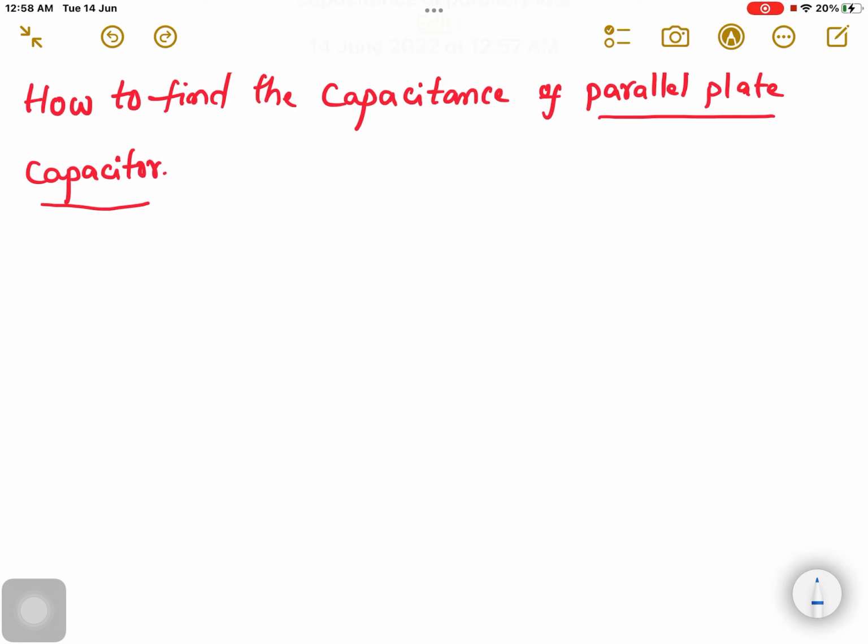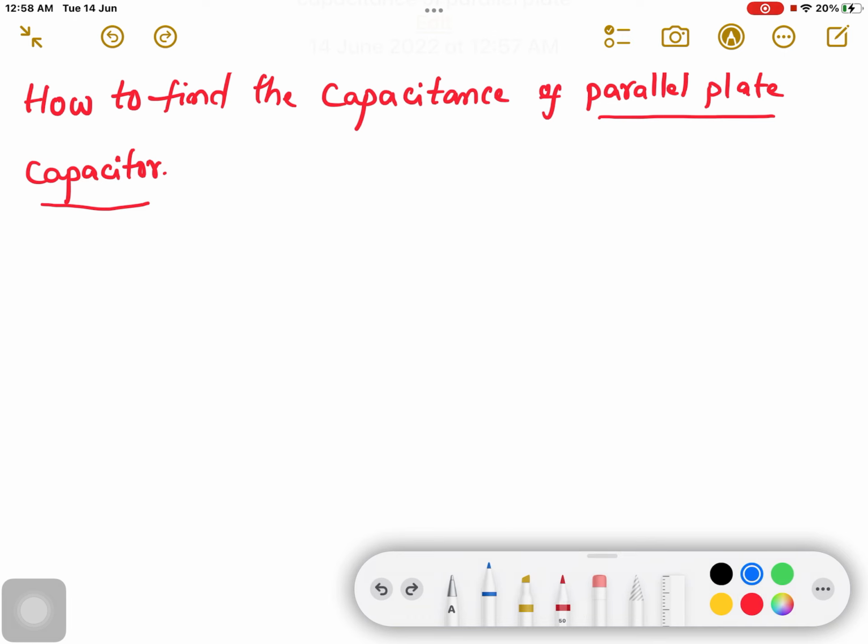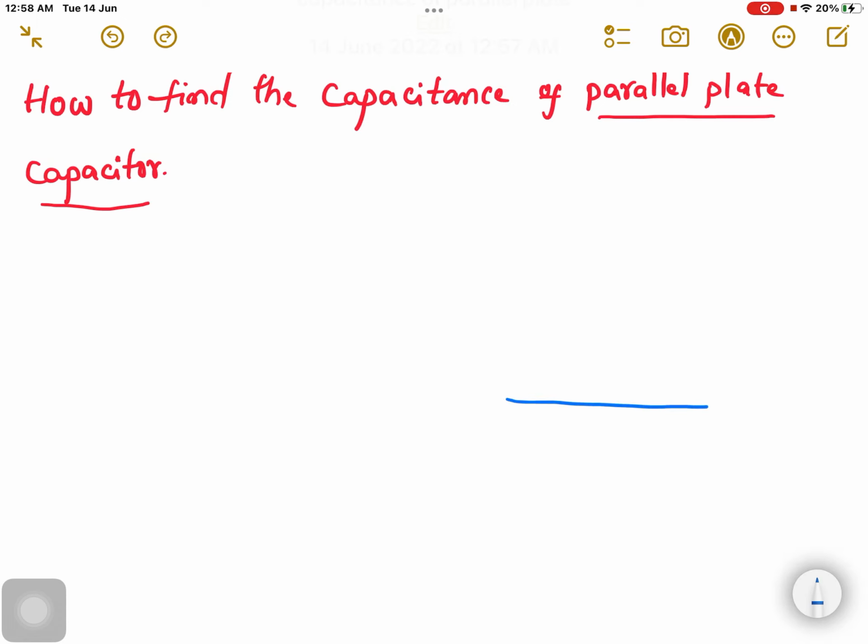In this video we are going to see how to find the capacitance of a parallel plate capacitor. So let us draw the diagram in order to find the capacitance of a parallel plate capacitor. Since from the name itself there should be two parallel plates, let us assume that there is one parallel plate like this and another parallel plate like this. Both have an equal area of A.